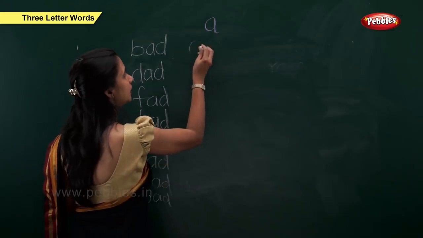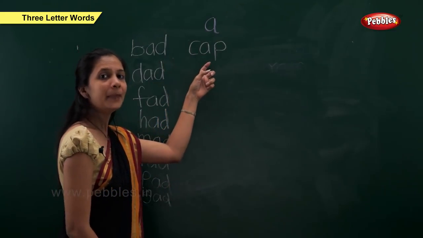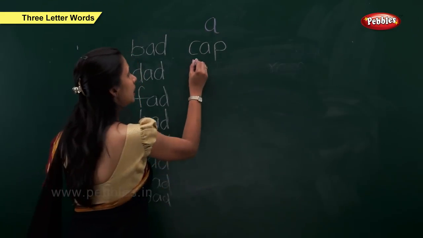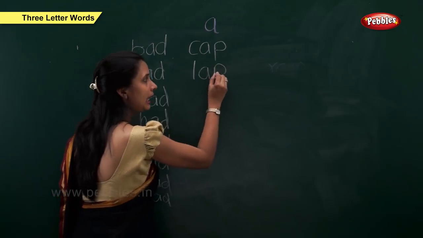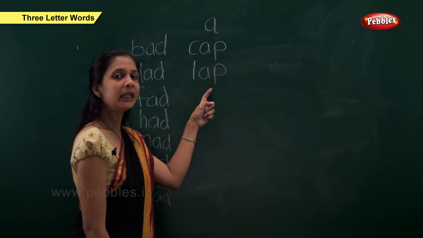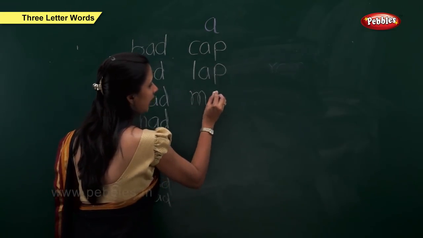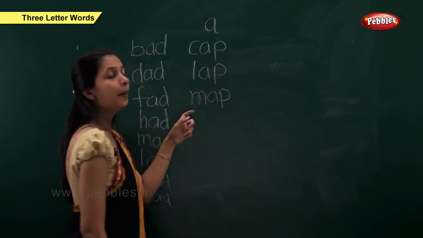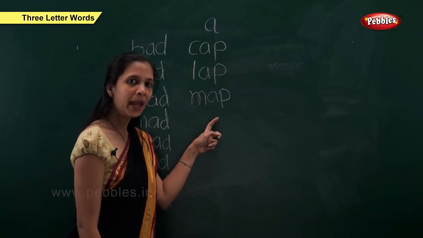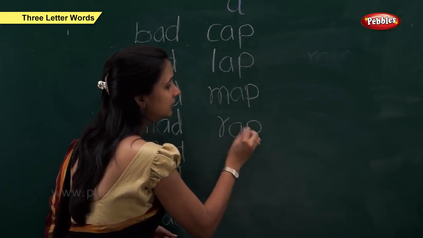Okay. So another is C, A, P, cap. K, A, P, cap. The next is L, A, P, lap. The next is M, A, P, map. R, A, P, rap.